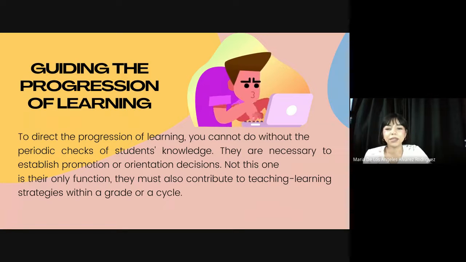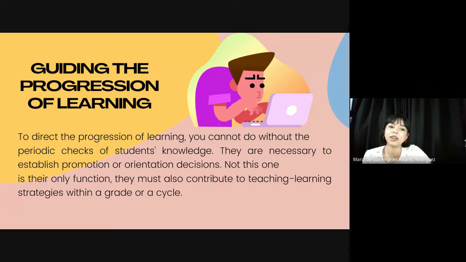To direct the progression of learning, you cannot do without the periodic checks of students' knowledge. They are necessary to establish promotion or orientation decisions. Not this one is their only function. They must also contribute to teaching and learning strategies within a grade or a cycle. Far from being a surprise, these checks should confirm and enhance what the teacher already knows or has a feeling about.